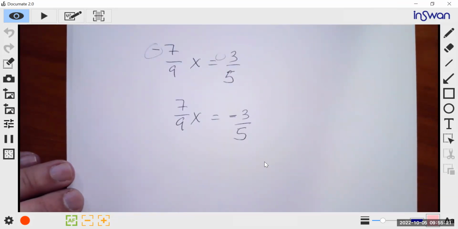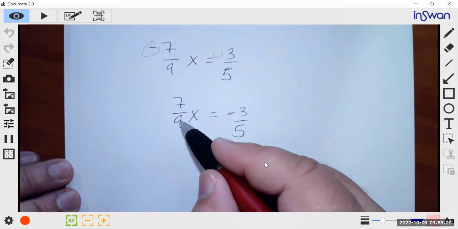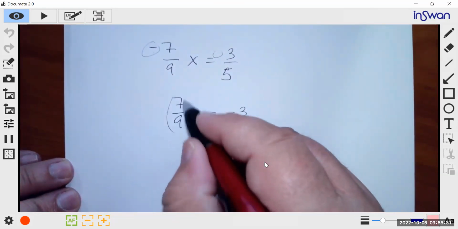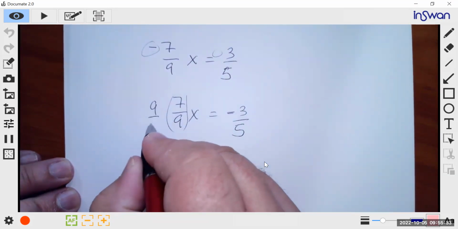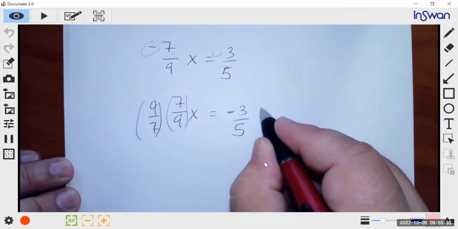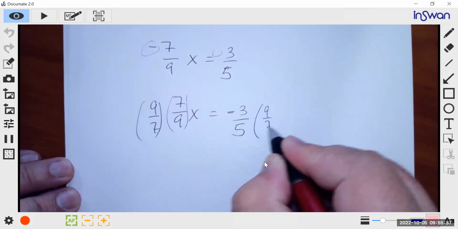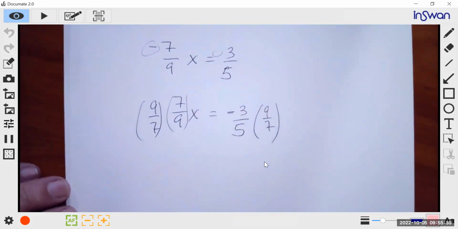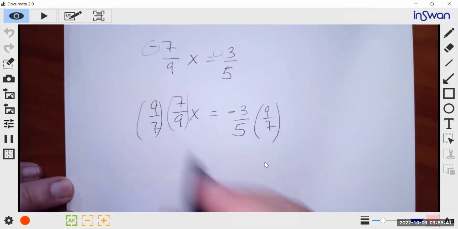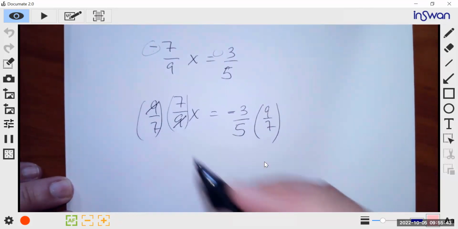Now what do you multiply to both sides? It's already 7 over 9. We have to multiply by the reciprocal, 9 over 7. Both sides, 9 over 7. Because the top number here has to cancel with the bottom number.